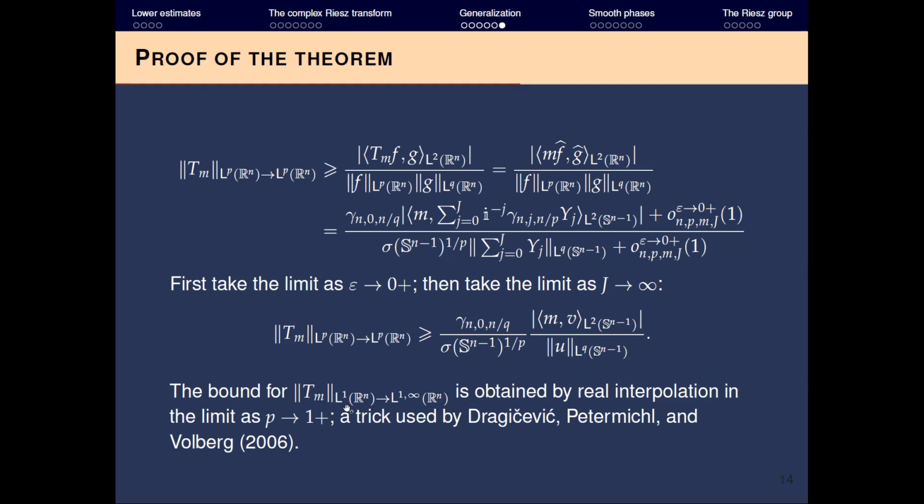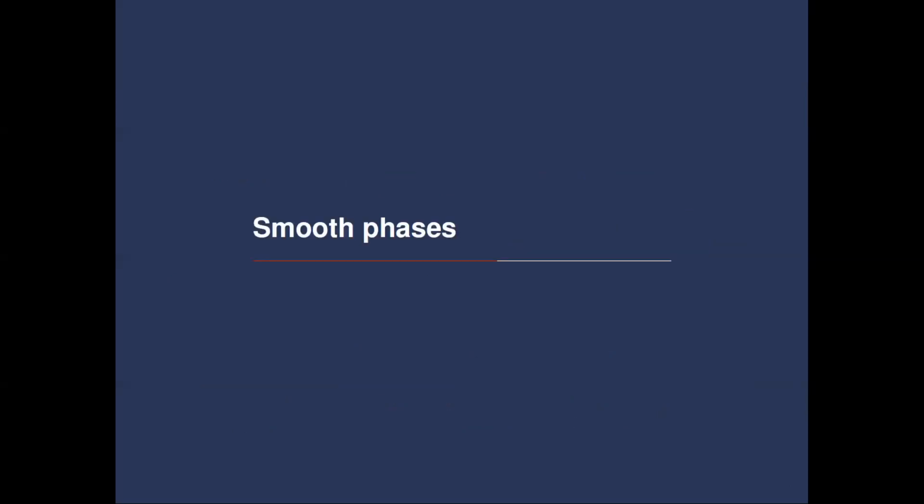The lower bound for the weak L1 norm is not difficult. It's actually obtained from here. This is a trick used already by Dragicevich, Petermichl, and Volberg in their paper, simply because you have a very concrete constant here. And you know that the real interpolation only makes constants better in the interior. You could just use Marcinkiewicz interpolation and then let p go to 1. And in the limit, you get the weak L1 bound. It's actually very easy if you have a very concrete bound here. Something that I hope to be optimal.